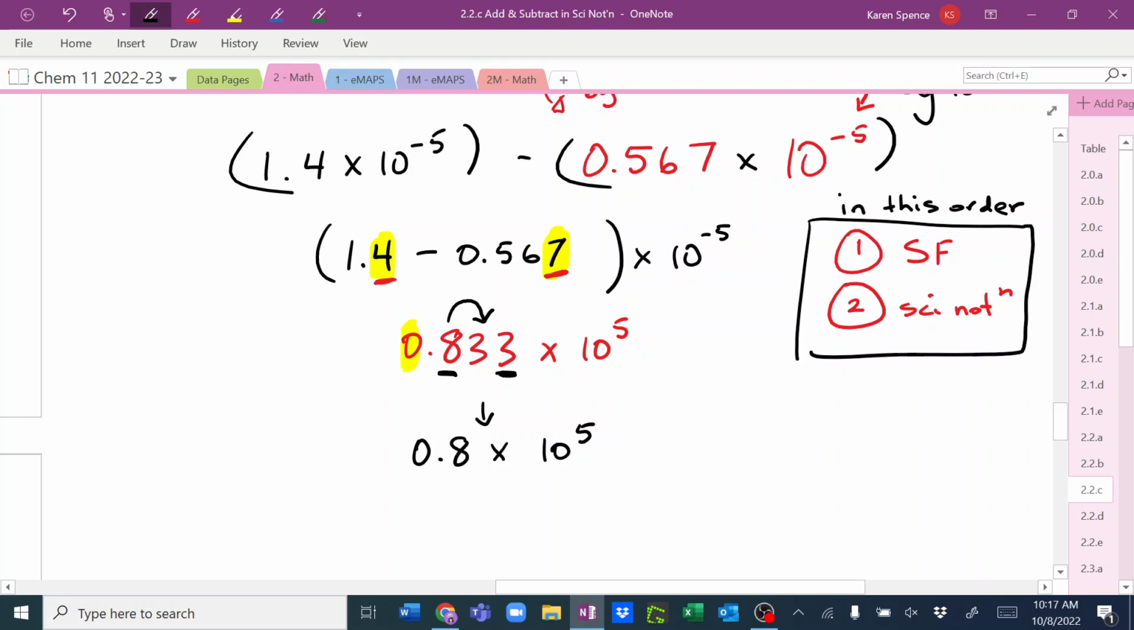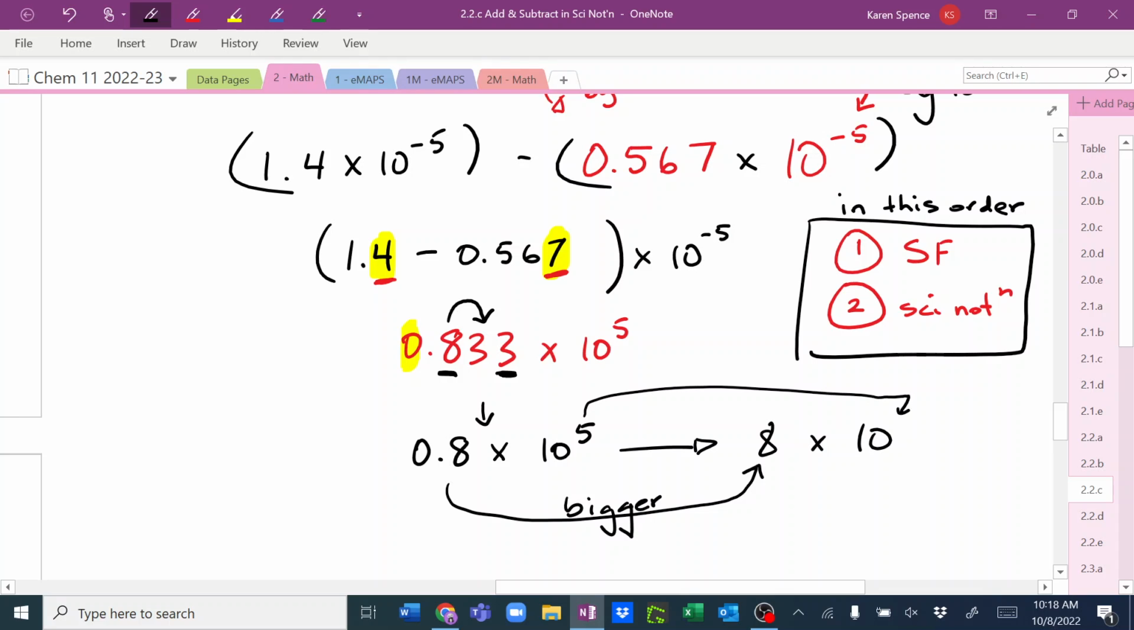Now we have that in correct sig figs, which is only one sig fig, by the way. We are now going to transfer that into scientific notation. That means this needs to become an 8. And because this got bigger, the other half has to get smaller. So instead of 10 to the 5, it's going to become 10 to the 4. Okay, and that would be our final answer there.